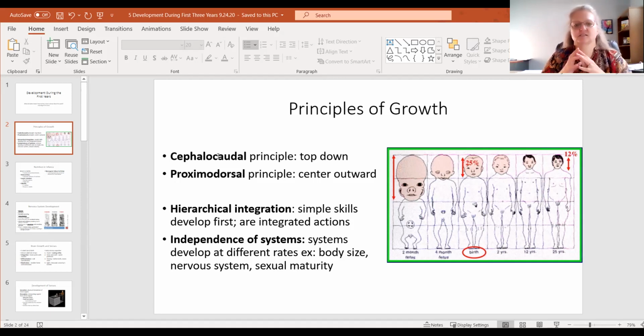Those other 2 phrases on this slide simply are textbook terms, but they refer to how we develop: hierarchical, meaning that we learn how to do simple things before we learn how to do complex things. We learn how to hold the toy before we learn how to take the toy apart, right? And then the interdependence of systems means that certain systems develop at different paces.